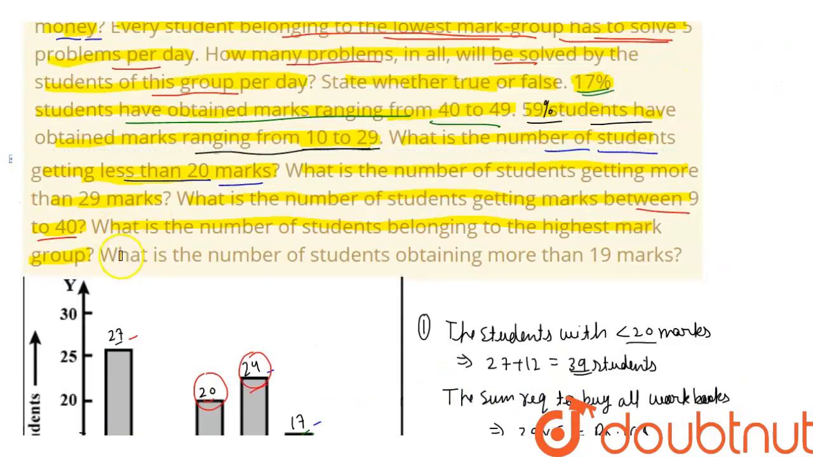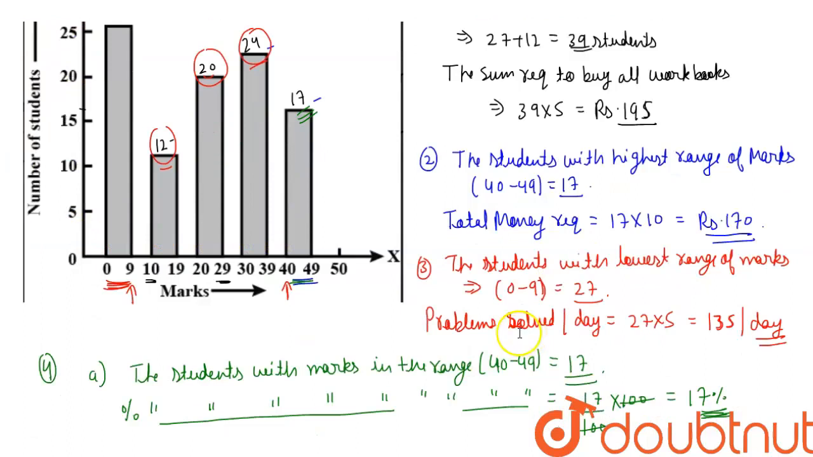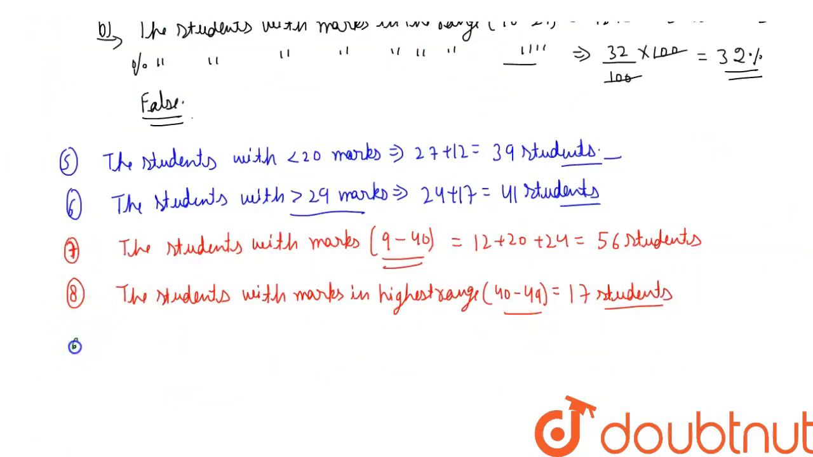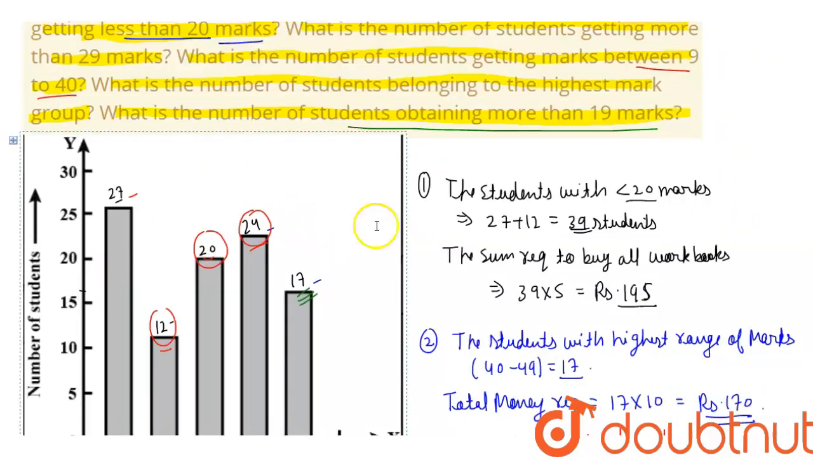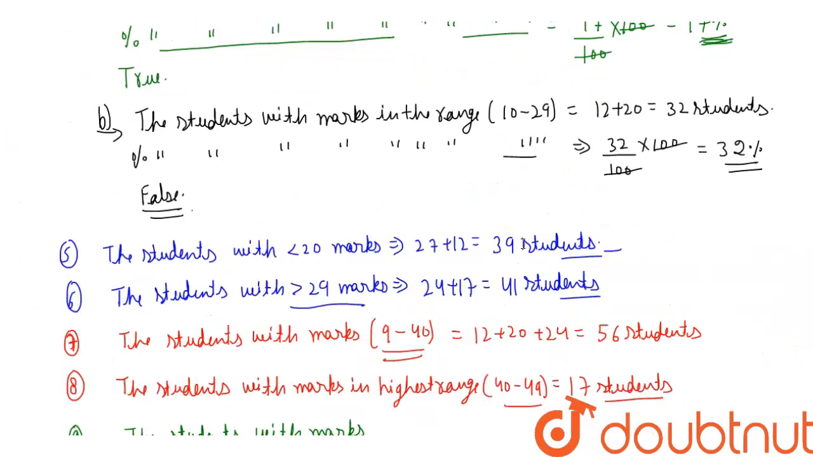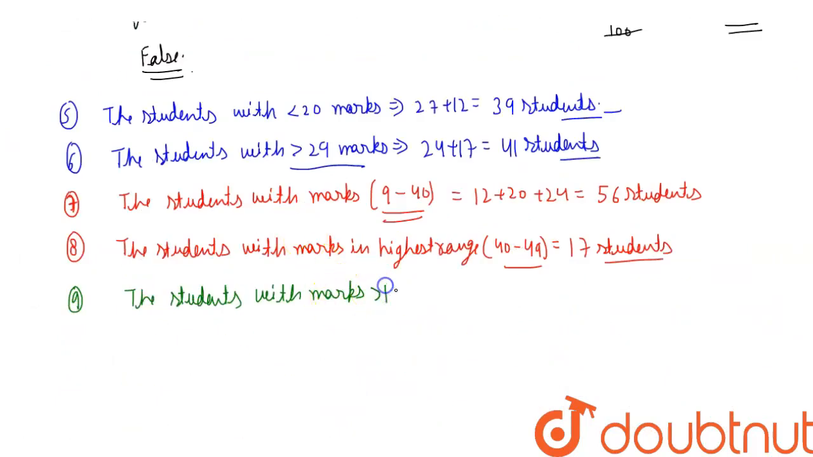The last part of the question is: what is the number of students obtaining more than 19 marks? So now they are talking about the number of students who are getting more than 19 marks. So let us focus on that. We need to find the number of students who have got marks greater than 19. So let us calculate that.